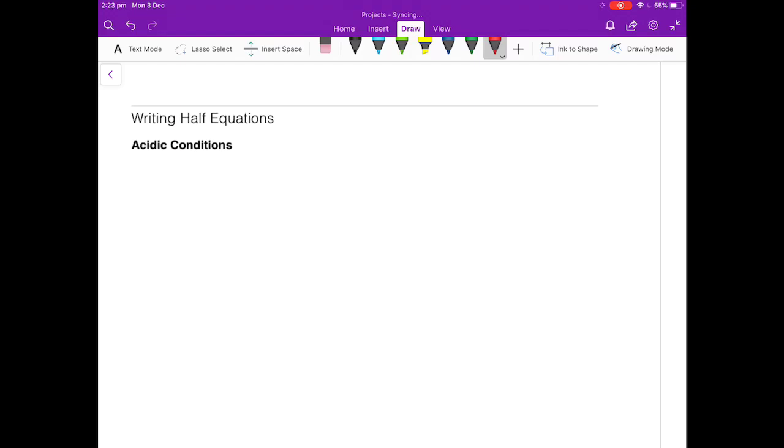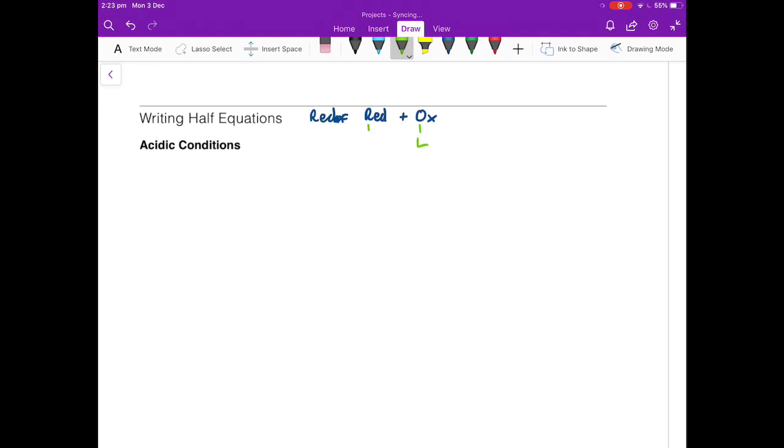So, writing half equations. As I said in the previous video, redox reactions are comprised of a reduction component and an oxidation component. And the two acronyms that I wanted you guys to memorize were OIL RIG. Oxidation is loss and reduction is gain of electrons. Now, today we're going to be looking into a bit more detail about what half equations actually are. So, half equations are the two components that make up a full redox equation. They can be reduction or they can be oxidation equations.